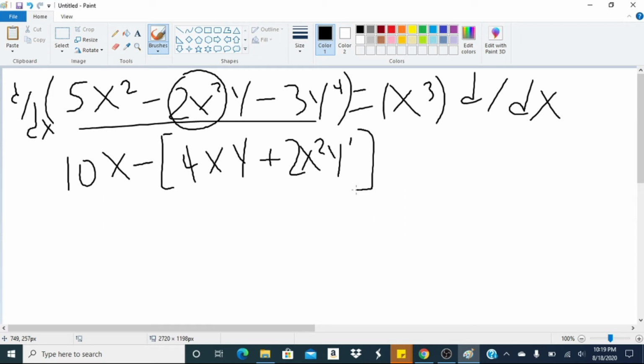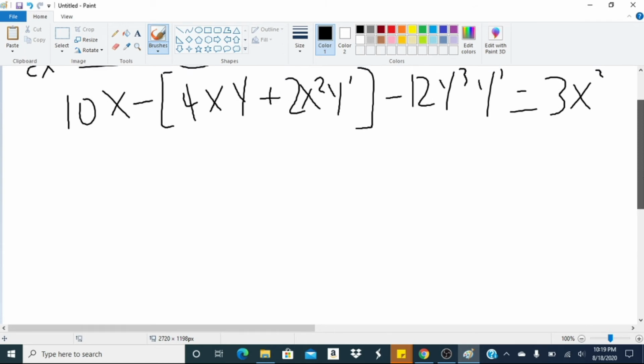Now we're going to find the derivative of negative 3y to the fourth, and that is simply us using the chain rule once again. So we're going to find the derivative of 3y to the fourth, which is just 12y to the third, using the power rule, and then we're going to find the derivative of y itself, which is going to be y prime. And then the derivative of x cubed is simply 3x squared.